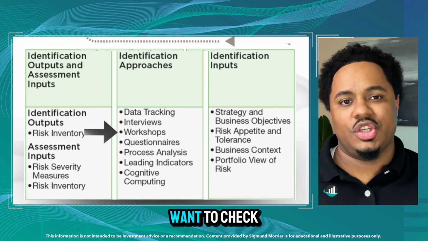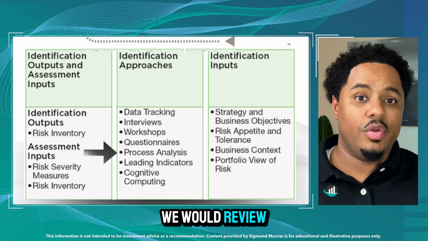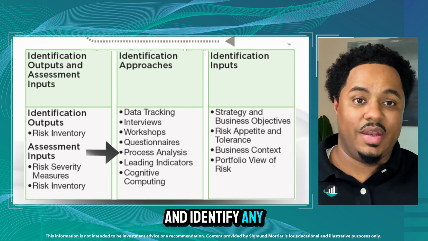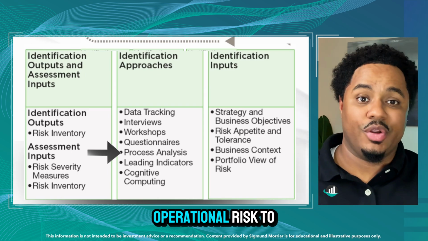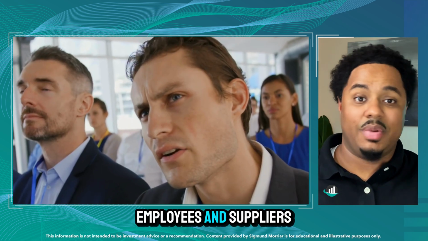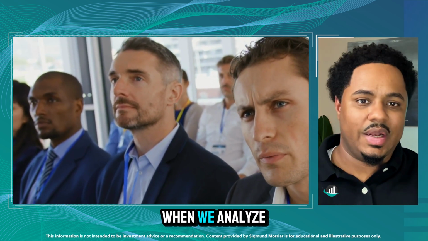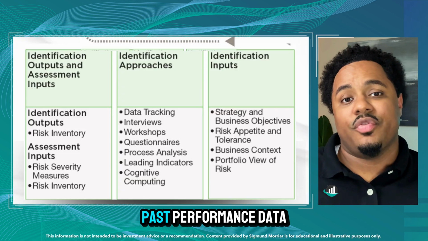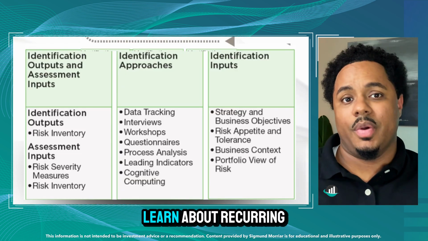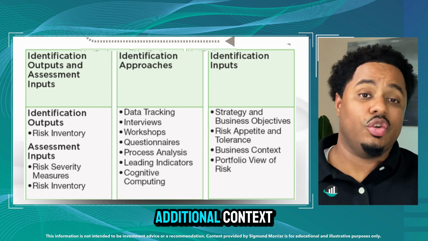We may also want to check the associated documentation for a process analysis. Here, we would review the workflows and identify any inefficiencies that might introduce operational risk to our objective. We might even want to interview employees and suppliers to gather insights for risks that may not be immediately visible when we analyze the processes and workflows. Past performance data will also be helpful so we can learn about recurring risk or trends that might have developed in the past that could provide additional context.